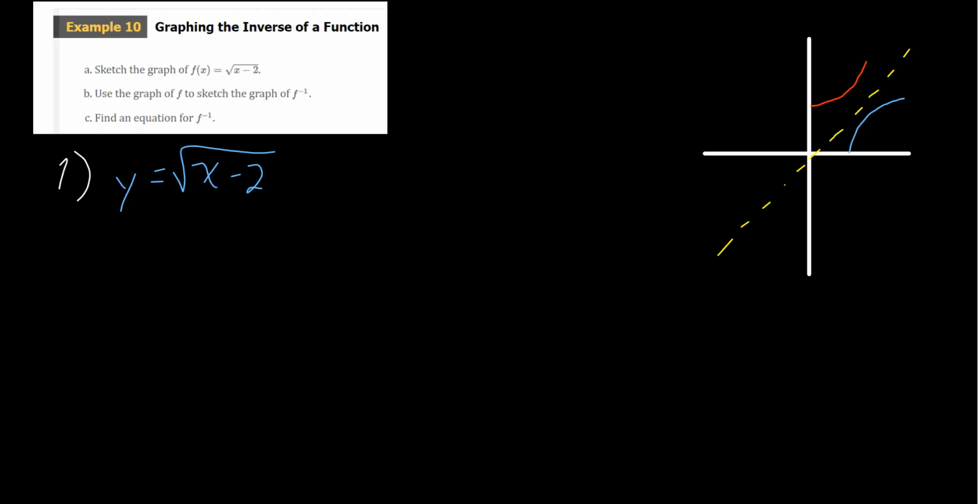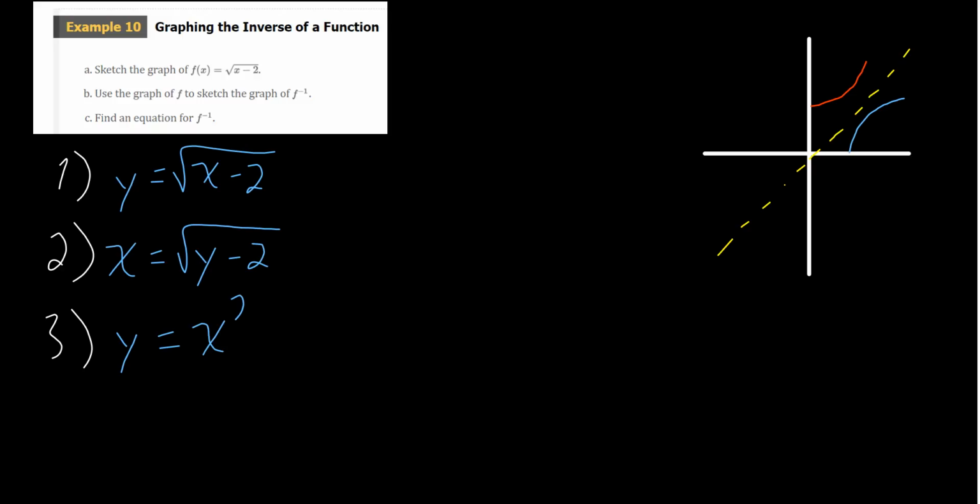Step 2, we interchange. X is equal to the square root of y minus 2. Step 3, we solve for y. So what we're doing here, we're going to square both sides and add 2. So this becomes y is equal to x squared plus 2.